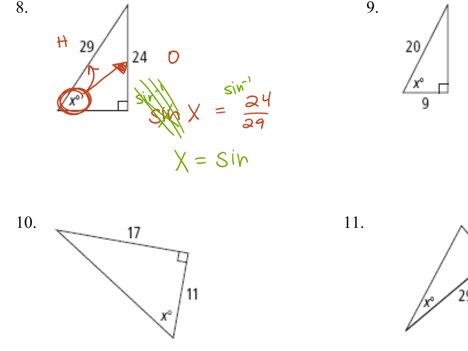Here's what you're going to plug in. Inverse sine of 24/29. So plug that into your calculator. Inverse sine of 24 divided by 29 to the nearest whole degree. So no decimal points. What do you get?